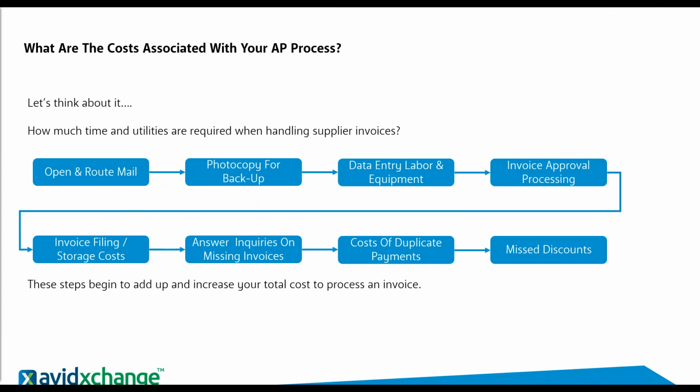Other factors that we didn't even think about as far as time and utilities: routing the paper invoices, how are they going to be distributed to each department? How are they going to be distributed to the PO, or excuse me, the purchase order? Making photocopies, using backups for storage, any equipment associated with scanning, the approval process. Are you going through email? Are you using a third-party software system? Filing and storage costs. Any information that is not there, how are you handling any discrepancies with a vendor? Also, whenever you create a duplicate payment, voiding it out, and any missed discounts from your vendor for volume.